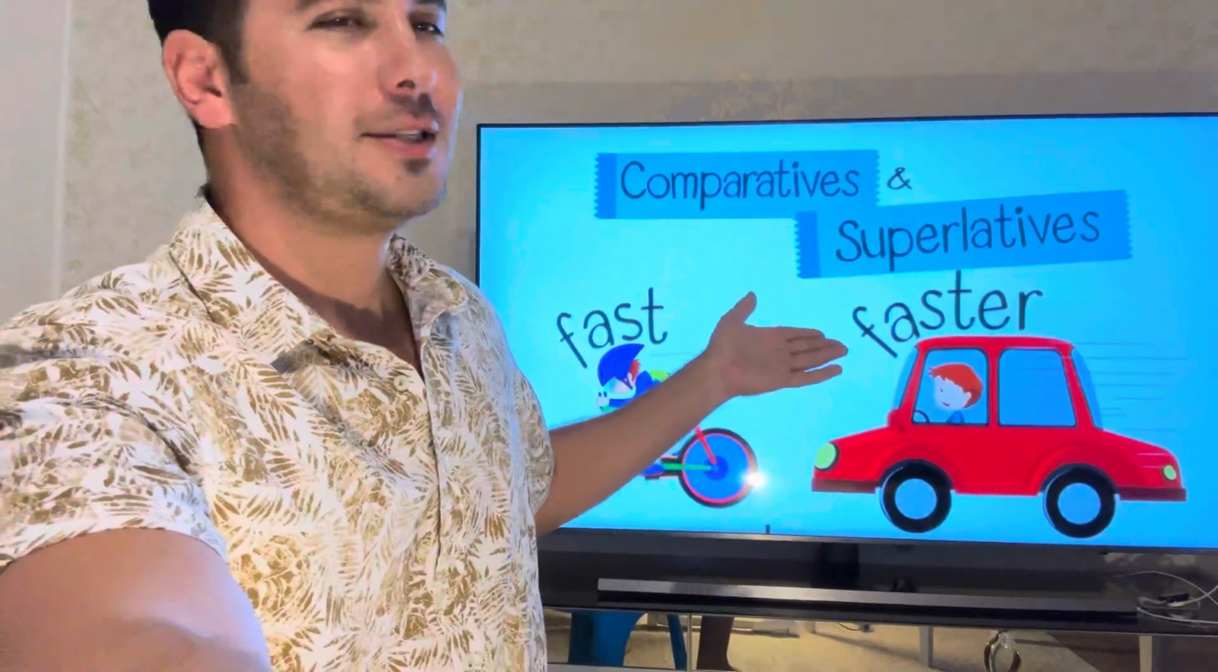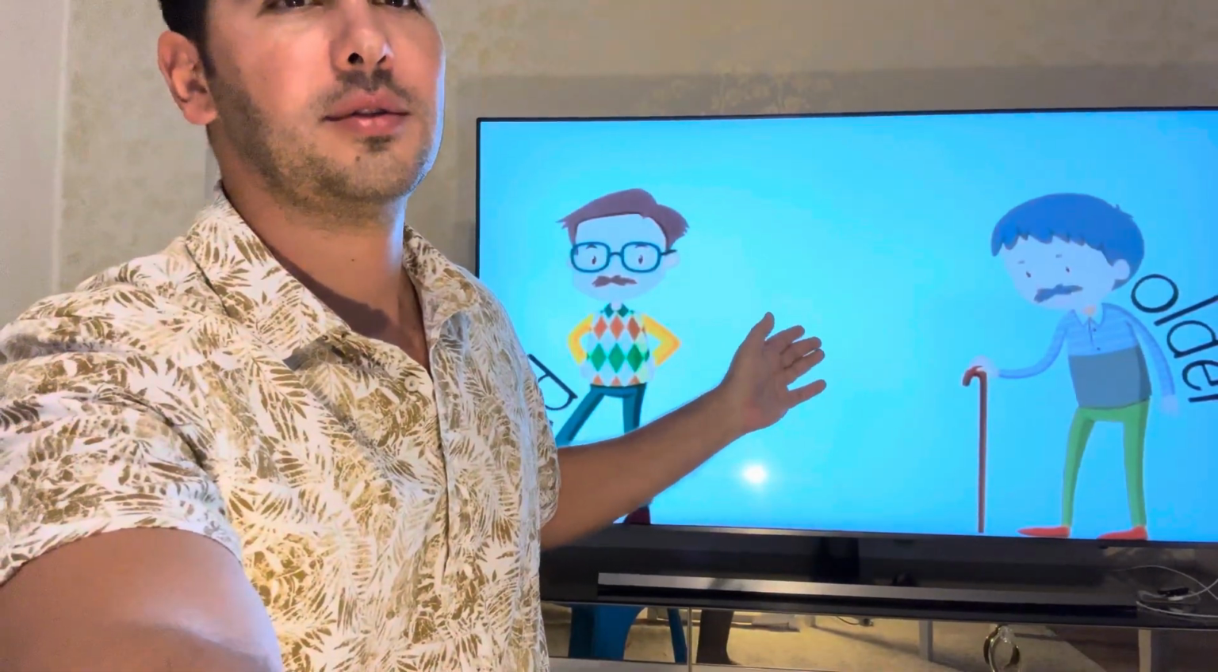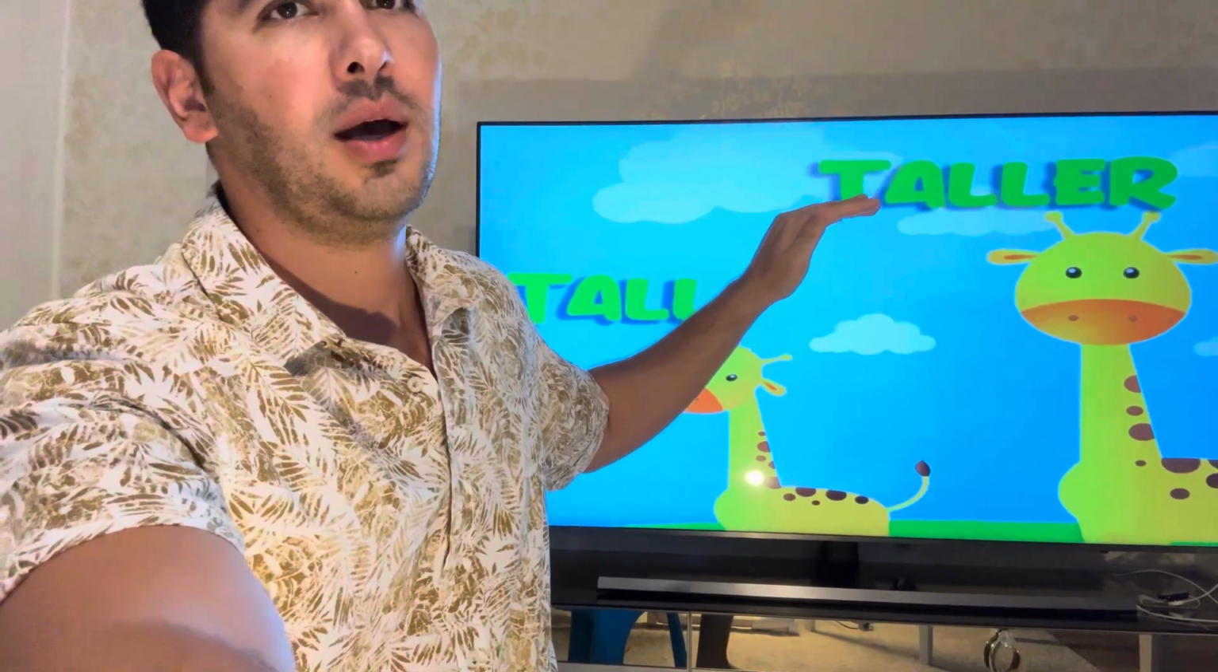For example, fast, faster, old, older, tall, taller. Have you noticed something? Comparative words usually end with ER, but of course, it's not always that simple. As in every business, there are some nuances. What does nuances mean? I mean like hint, shade, some thin rules. I call it nuance. We'll see. What about the superlatives?